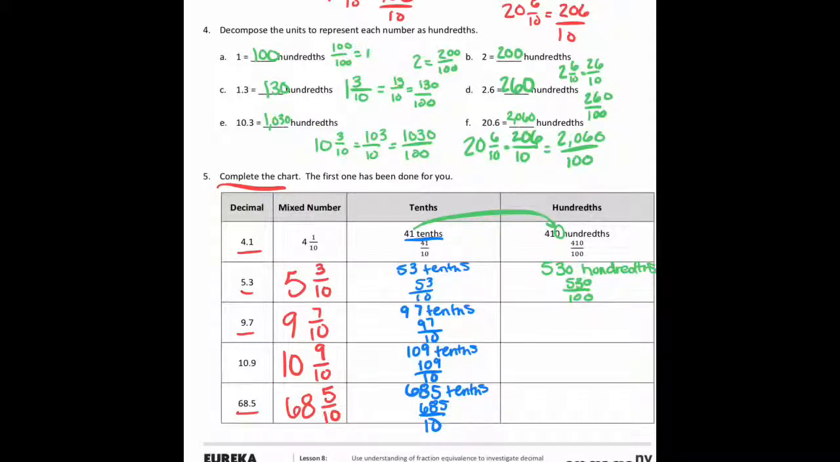Here we get 970 hundredths, which would be 970 over 100. Next, we'd get 1,090 hundredths, which would be 1,090 over 100. And then lastly, we'll have 6,850 hundredths, which would be 6,850 over 100.